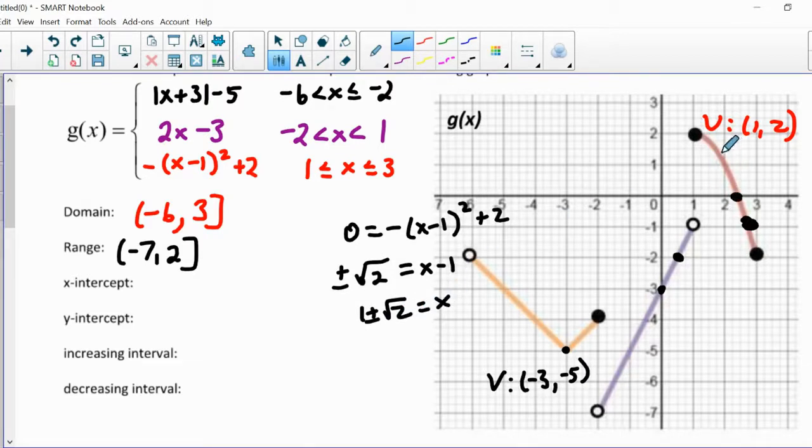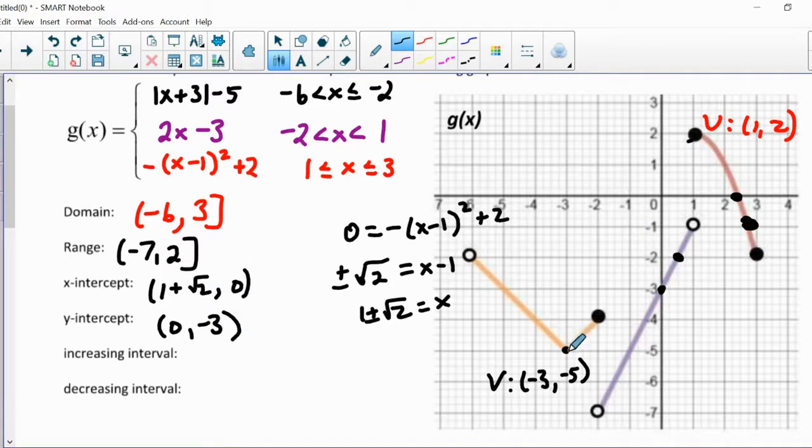But notice I'm only taking this side of the graph. If it got extended, I would also have one over here. But because it didn't get extended, I only have the right side of the graph. I'm only looking at this one, which means it's at 1 plus the square root of 2. That's my only x-intercept in this graph. The y-intercept is at -3.